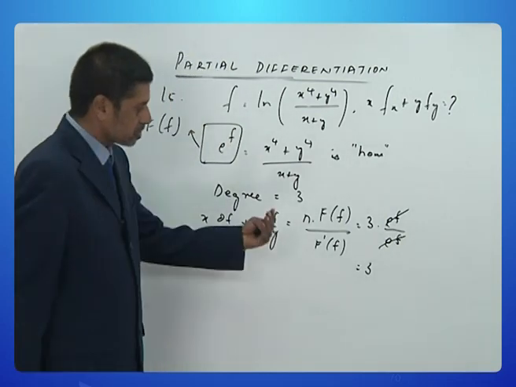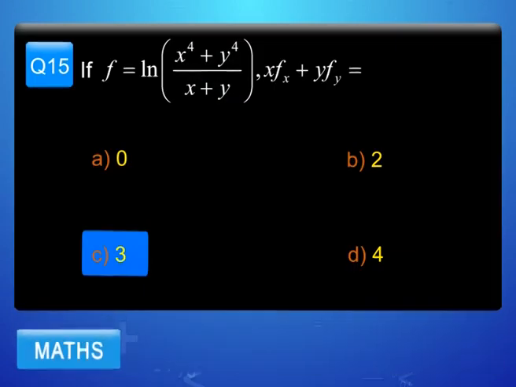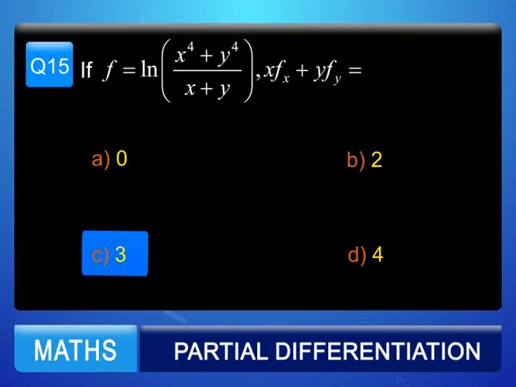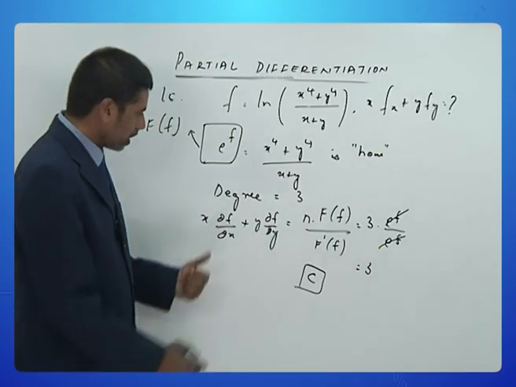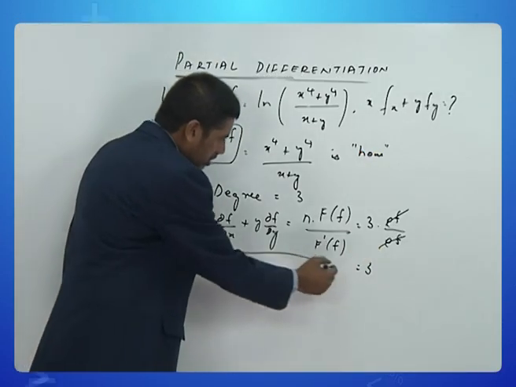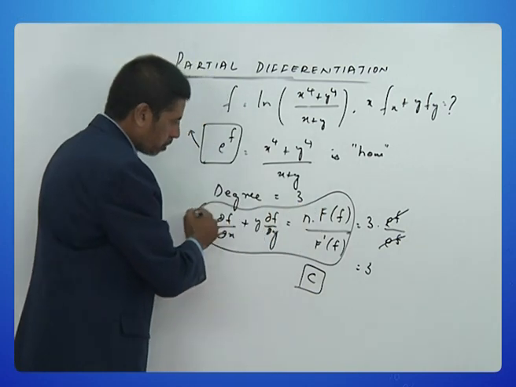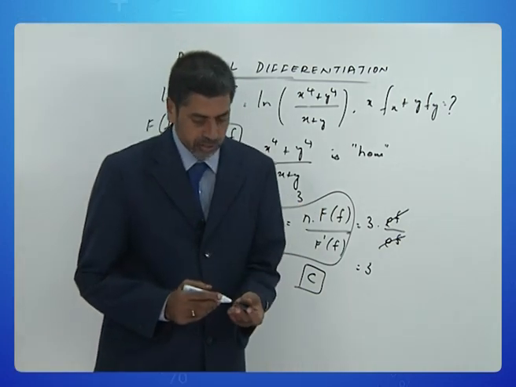So you get the answer straight away as 3, and you can see that C is the correct option. So this is where we are using the extension of Euler's theorem to solve the problem. Let's go to the next question.